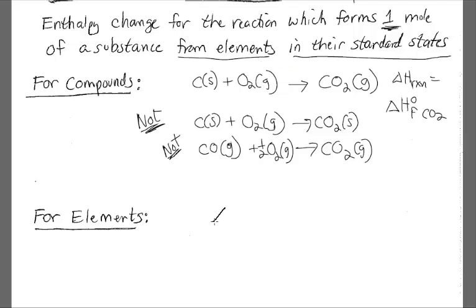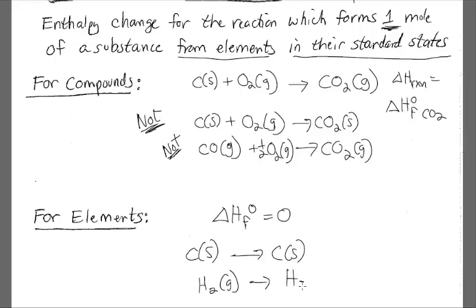For elements themselves, since the definition of heat of formation is forming them from elements, the heat of formation for elements would be 0. Let me show you what I mean. If we want to form solid carbon, it forms from elements in its standard state, so it's forming from itself. So of course the delta H for something not changing would be 0. And same with any other substance. If you start with hydrogen gas and form hydrogen gas, of course the delta H is 0, so the heat of formation of any element is by definition 0.